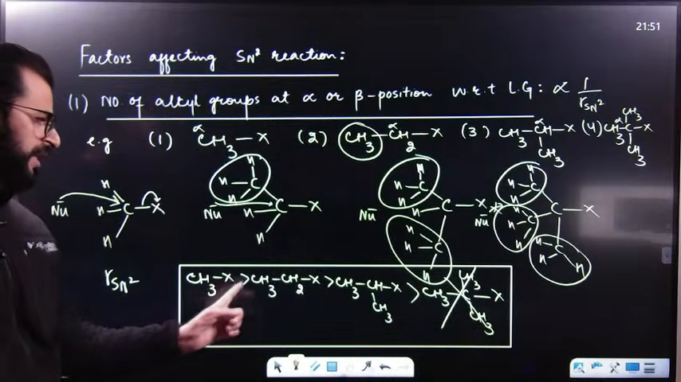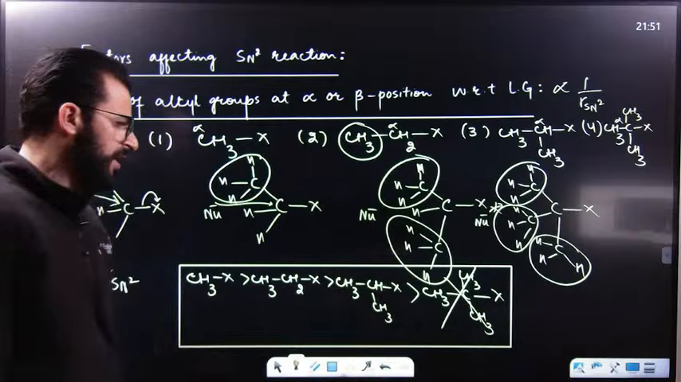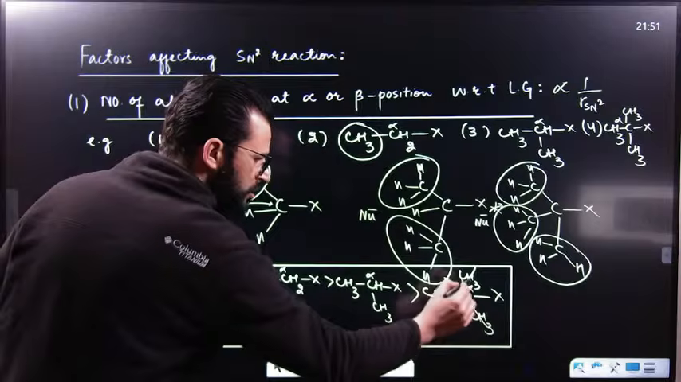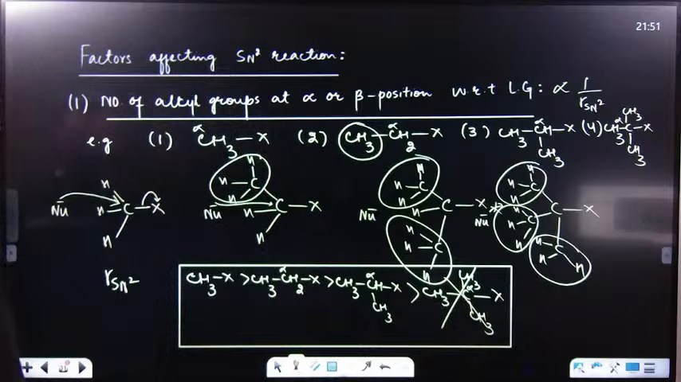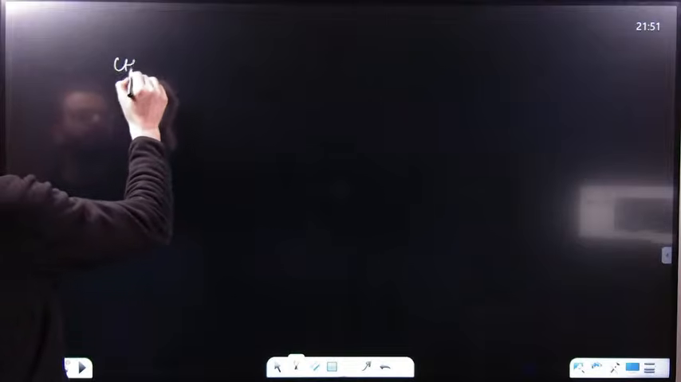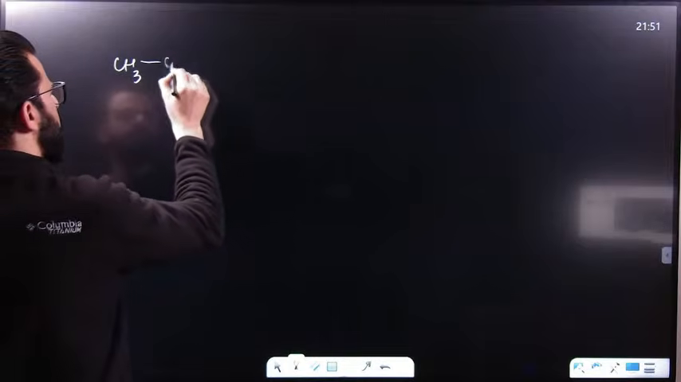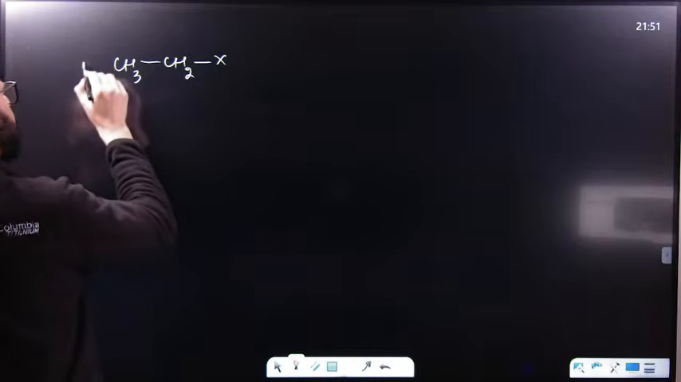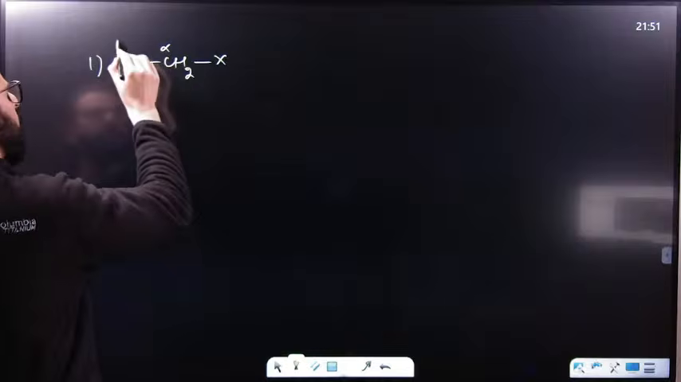So it is methyl halide, then this, then this, then this. In a nutshell, the more alkyl groups at the alpha position, the lesser will be the rate of SN1. Similarly, if you are having CH3, then CH2, then X, that means primary. This is alpha, this is beta.